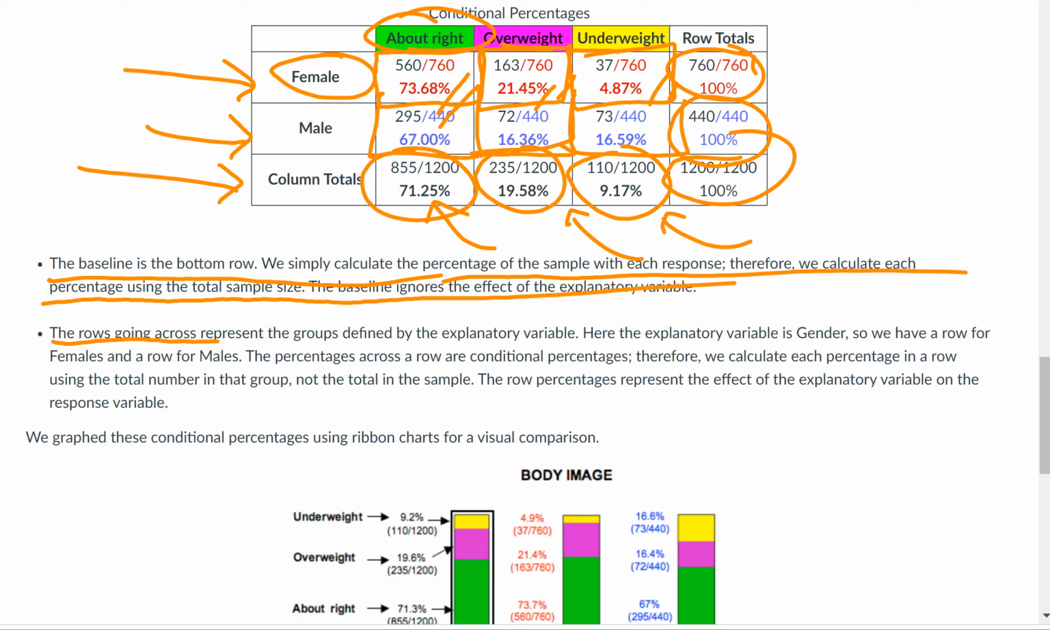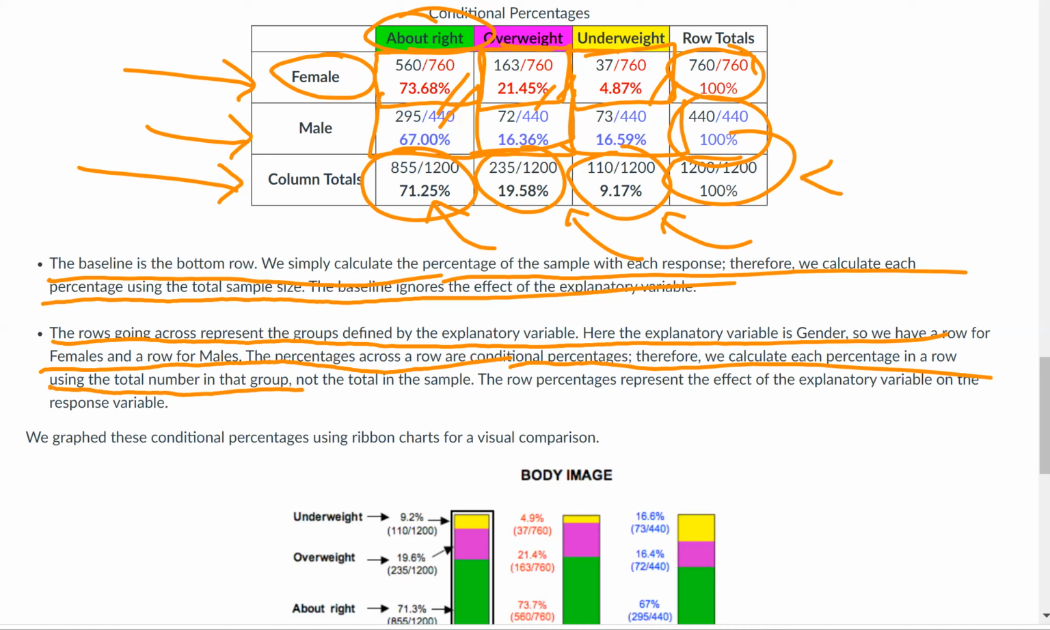The rows going across represent the groups defined by the explanatory variable. Here, the explanatory variable is gender, so we have a row for females and a row for males. The percentages across a row are conditional percentages. Therefore, we calculate each percentage in a row using the total number in that group.